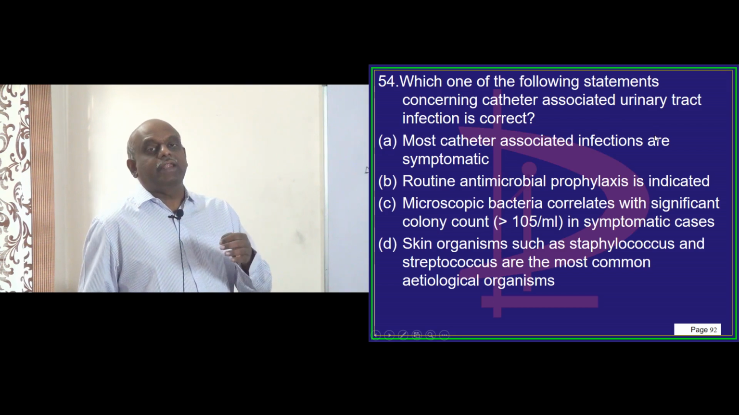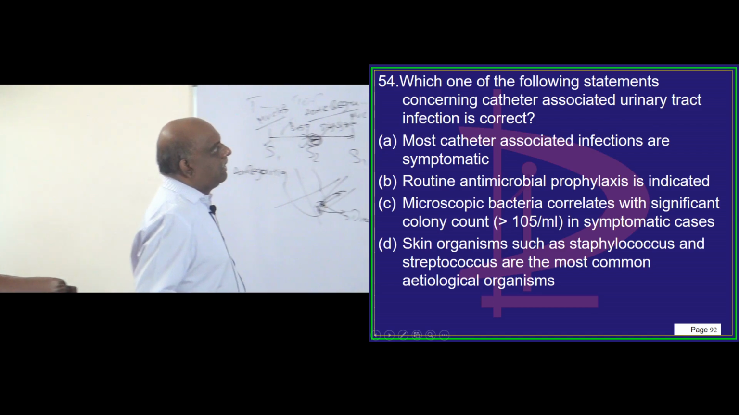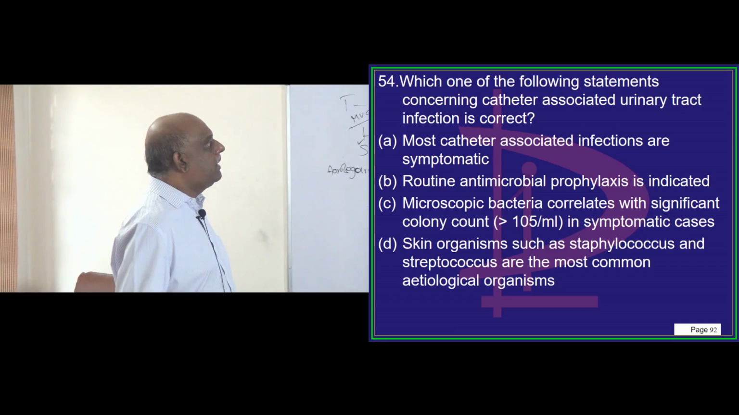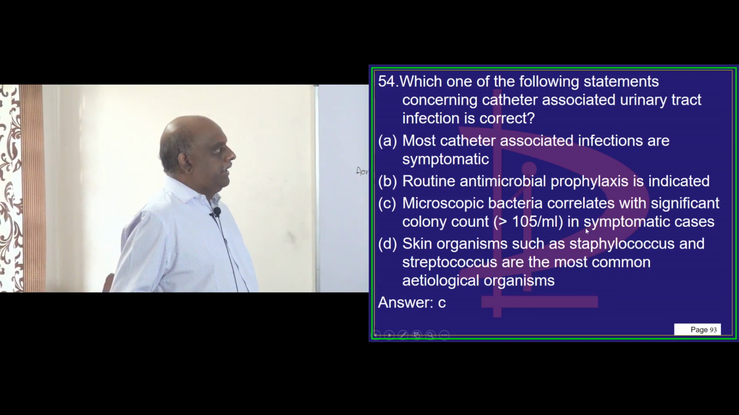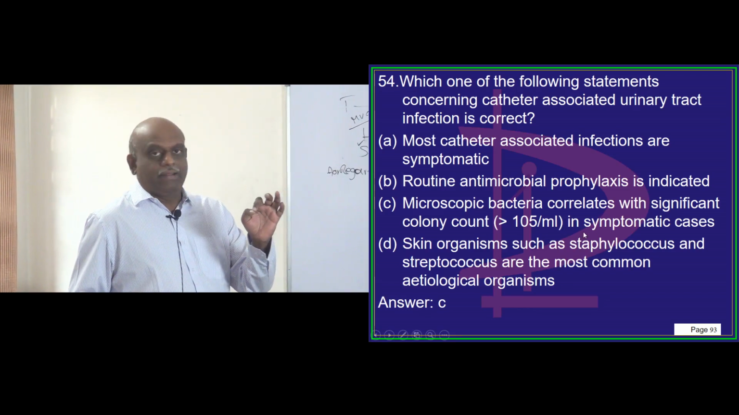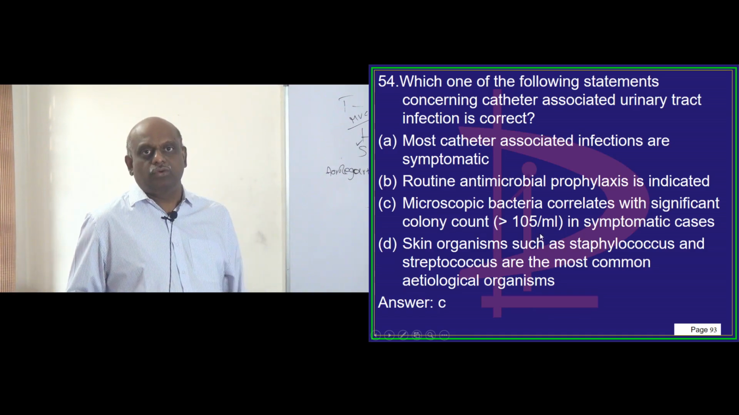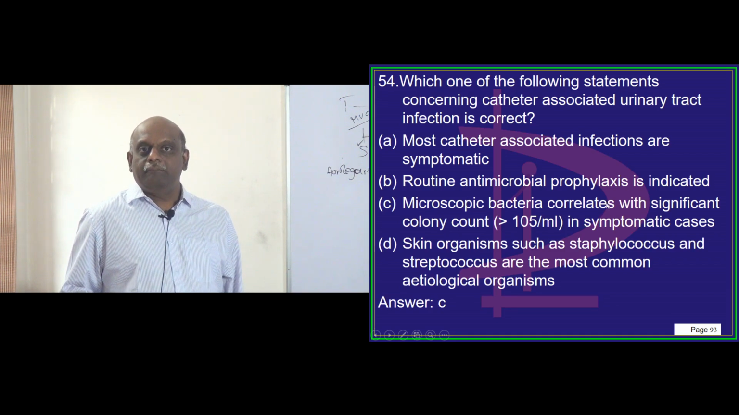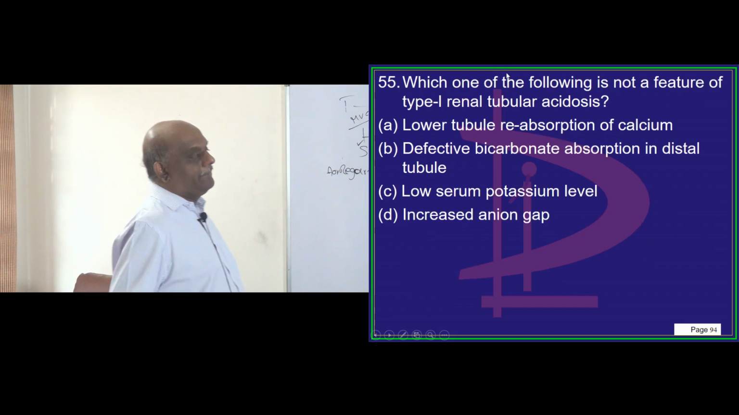Catheter associated UTI, what is the correct statement? All of you know very well the definition of asymptomatic bacteriuria. If the colony count is more than 10 to the power of 5 per ml and the patient is symptomatic, that is called symptomatic bacteriuria, is what you need to remember.